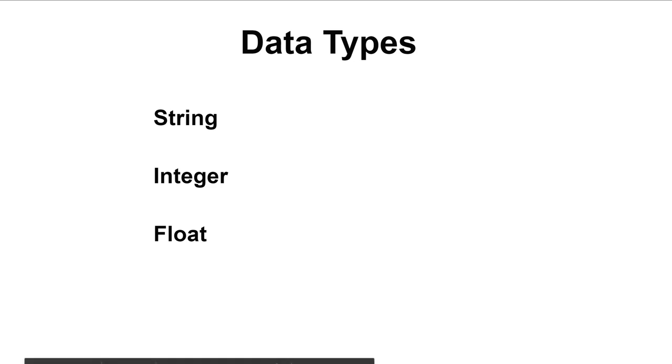In this session, we'll be looking at the most basic data types in Python. And the three most basic data types we'll be talking about today will be string, integer, and float data types.